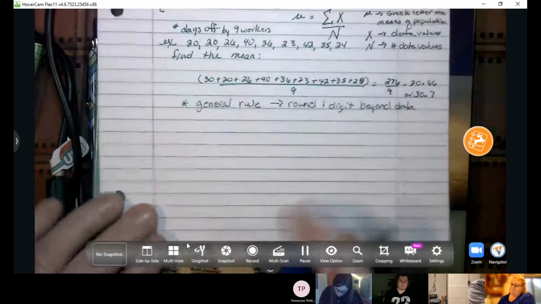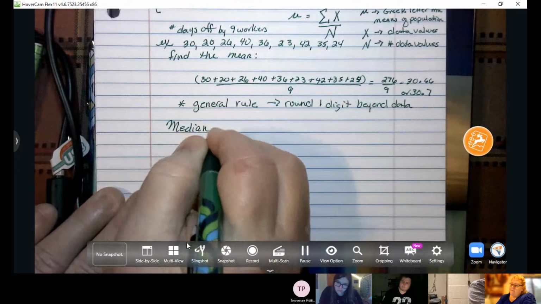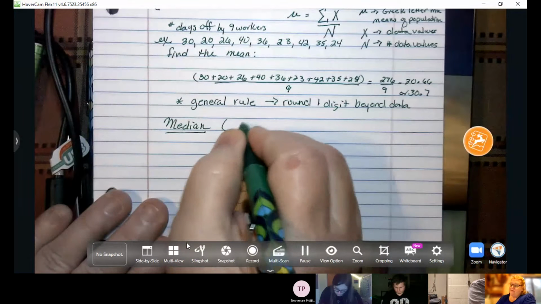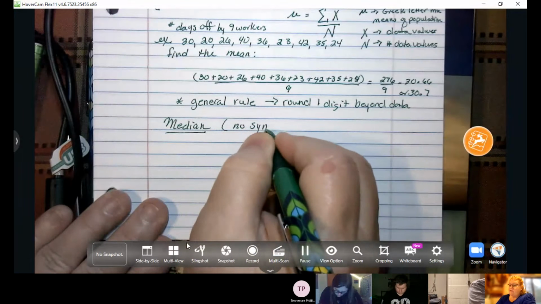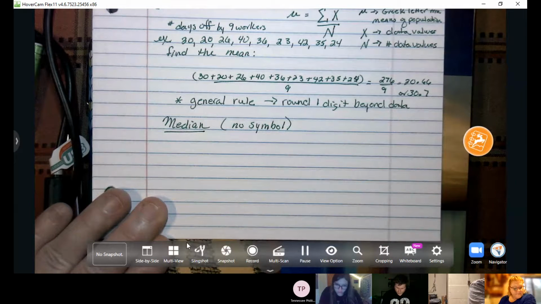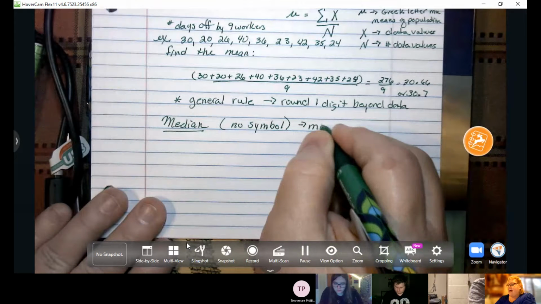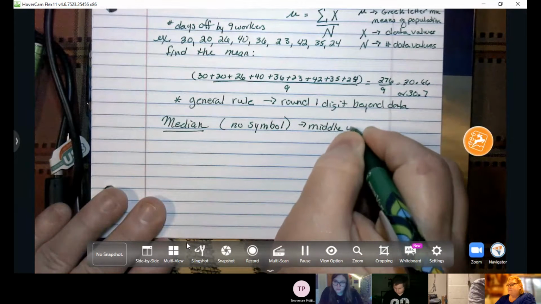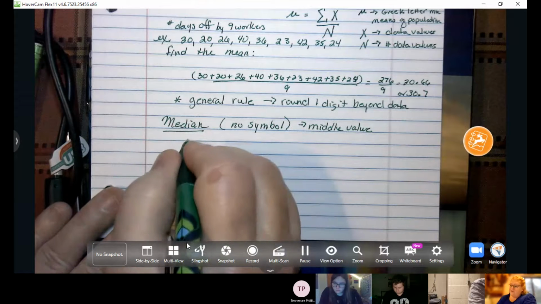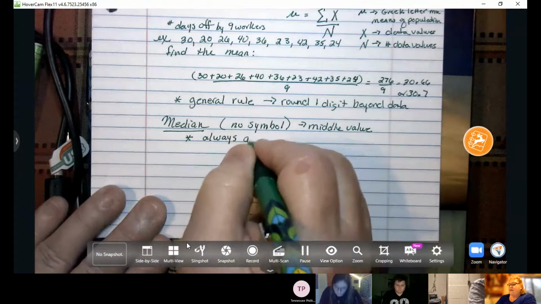All right. Median. Median does not have a symbol. No special symbol anyway. When we're finding the median, which is the middle value, the first step is to always arrange your data.